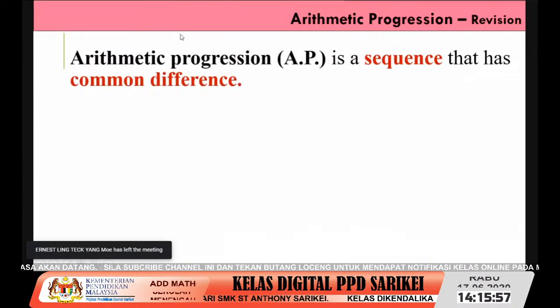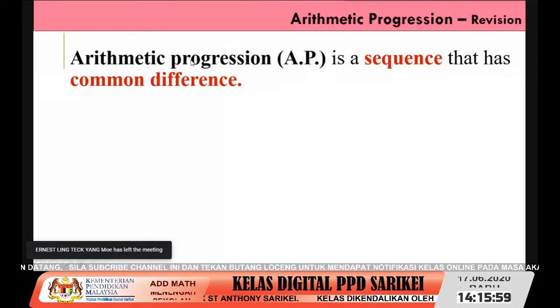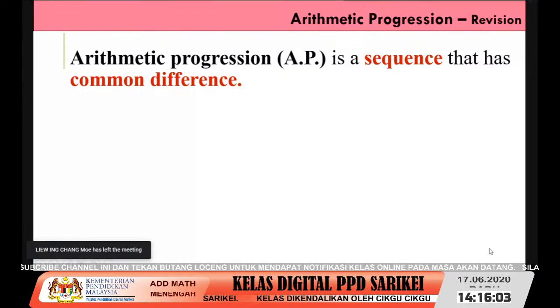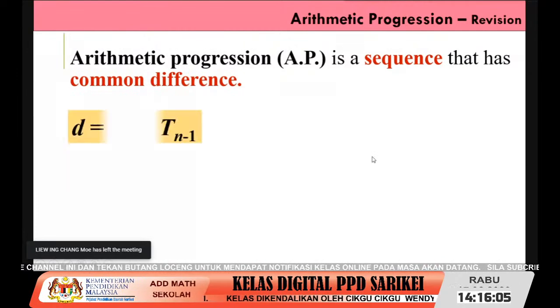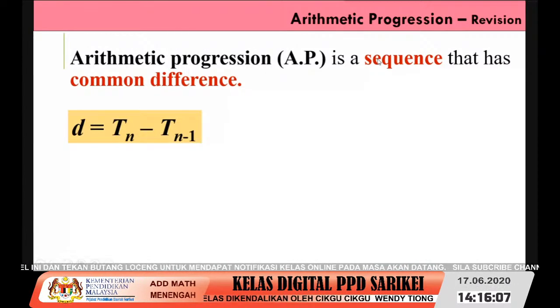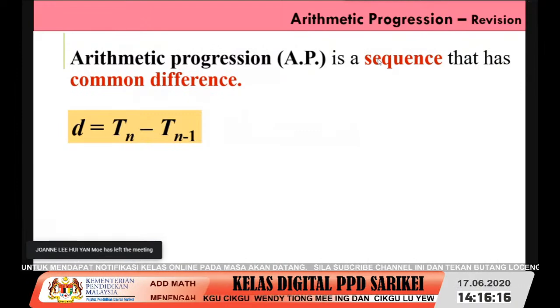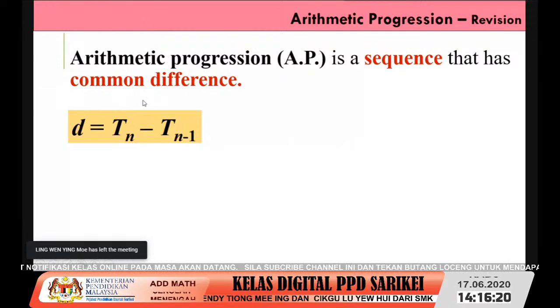Okay, we just do a little bit of revision. Arithmetic progression is a sequence that has a common difference. This one we discussed yesterday. So you still remember what is a sequence? A sequence with a special pattern, like yesterday, all add up with 2 or minus something, or alternating with a common difference. So what is common difference?